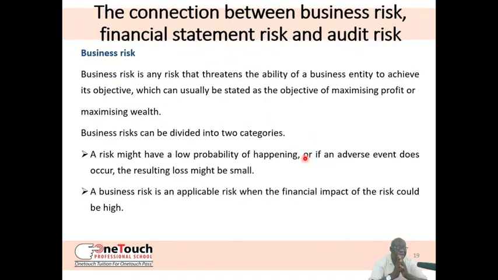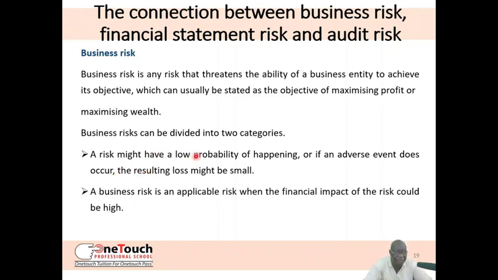The connection between business risks, financial statement risk, and audit risk. You see, we have so many risks. We have business risk, financial statement risk, and audit risk. Therefore, we are going to know about the three of them. Business risk is any risk that threatens the ability of a business entity to achieve its objective. Every organization is established to achieve what? An objective. If you are not able to achieve your objective, it means that you are facing some business risks.